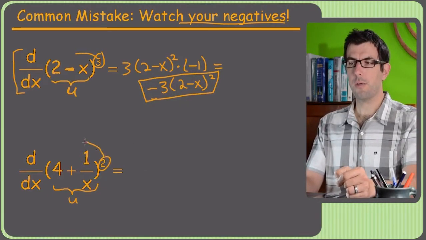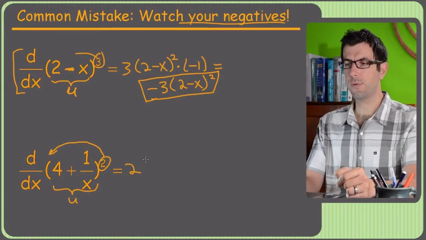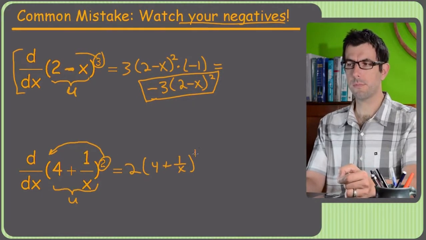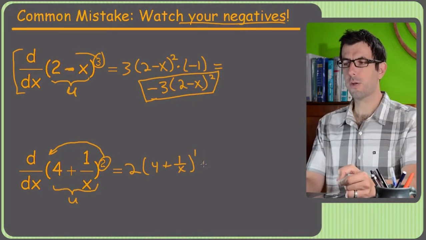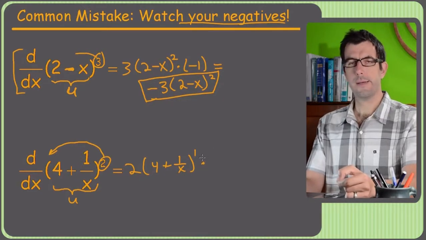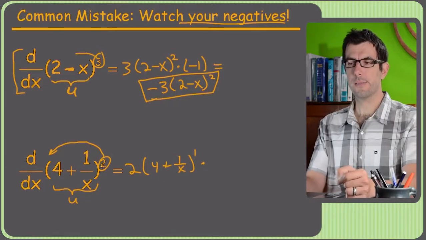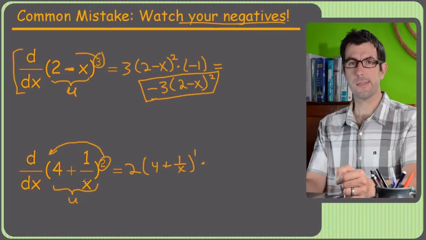Take the old exponent, put it out front. So we'll get 2 times 4 plus 1 over x. Our new power is 2 minus 1, which is 1. And then what's our u prime? This is where things get a little dicey. Because what's the derivative of 4 plus 1 over x?